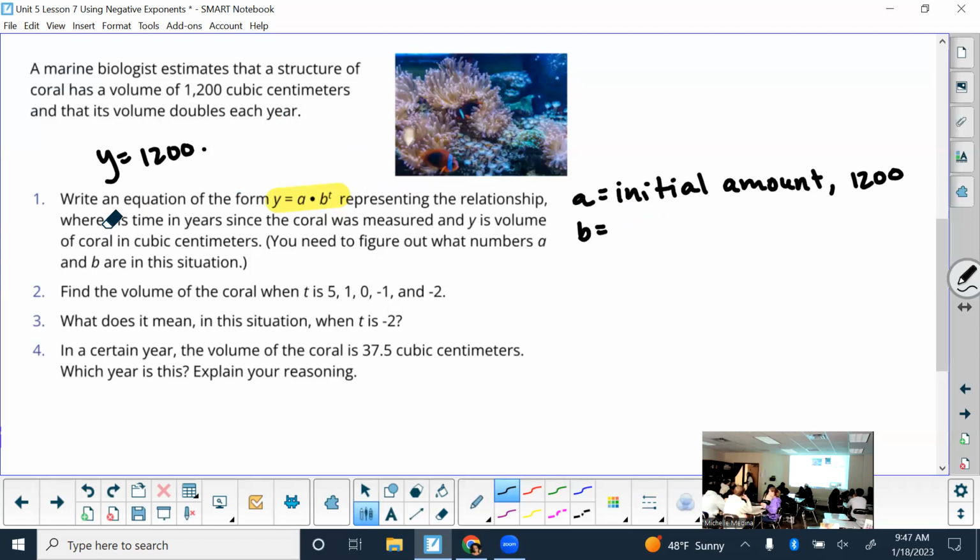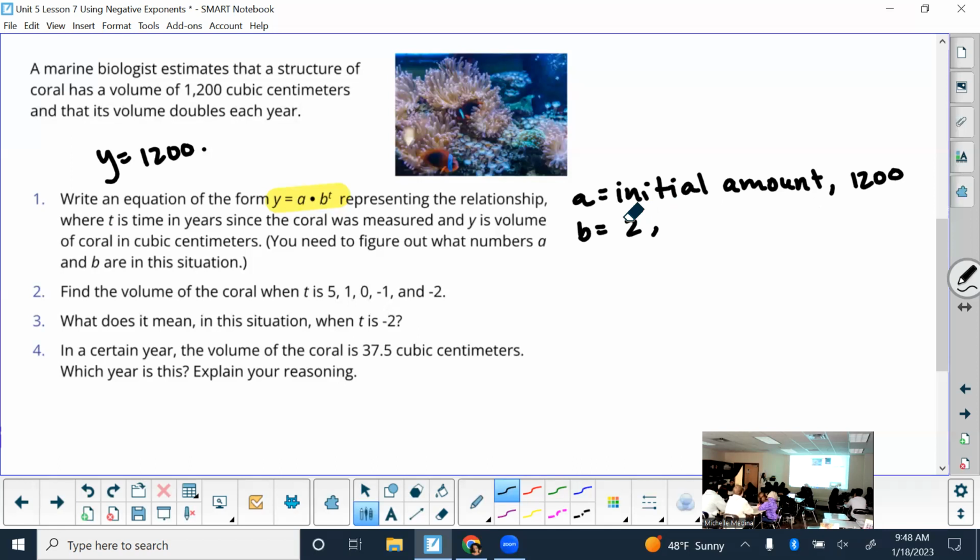Okay, so maybe let me put it this way. If we're starting with 1200 and it doubles each year, what would I have at year 1? 1200 is what I have at year 0. So at year 1, I would have... So what am I timing by to get that 2400? 2, good. Katie did say it, so I'll give you that one.